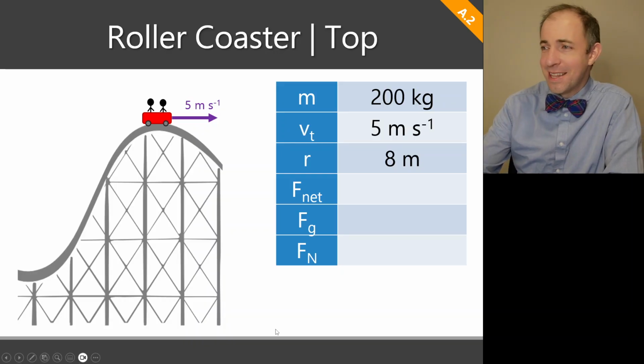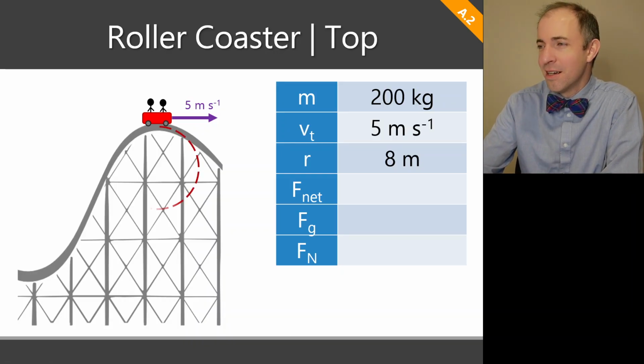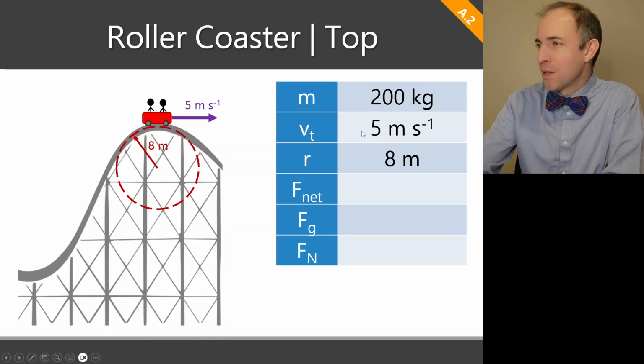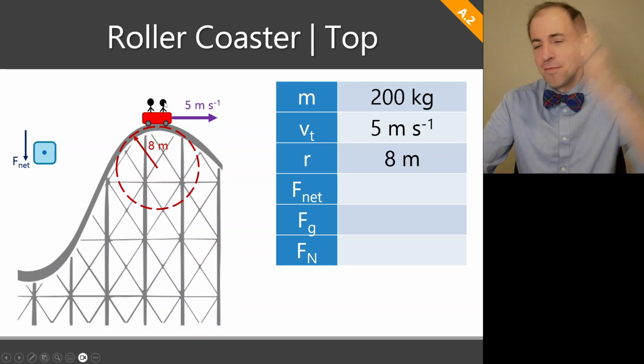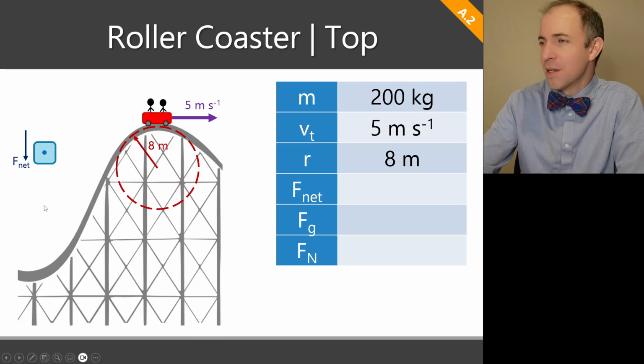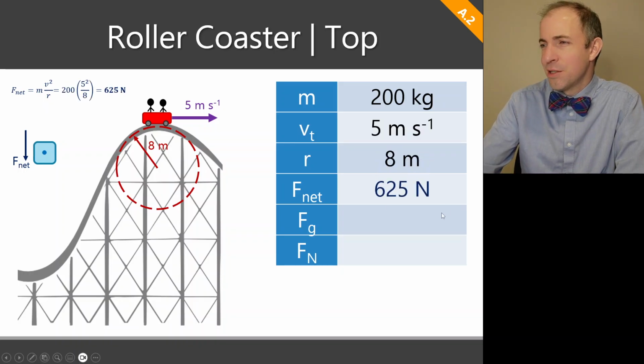If my roller coaster is at the top, I can do the same sort of calculations here. I'm going to approximate a circle, let's call that 8 meters as well. Now you'll notice I am moving a little bit slower, 5 meters per second, so my net force has also changed. My net force is going to be pointing down because I'm at the top and the center of the circle is downward. Again, it's just mass times acceleration, acceleration being v squared over r, and I can calculate that to be 625 newtons.